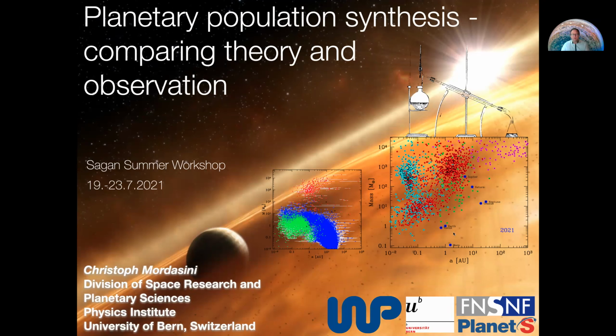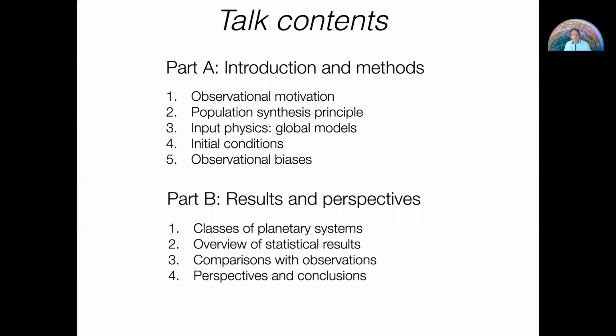This talk consists of two parts. First part is an introduction and the methods, and the second part on the results and the perspectives. And in part one, I'm going to first give you an observation motivation for population synthesis. Then I'm going to talk about the principles, then the input physics, the initial conditions, and then the observational biases.